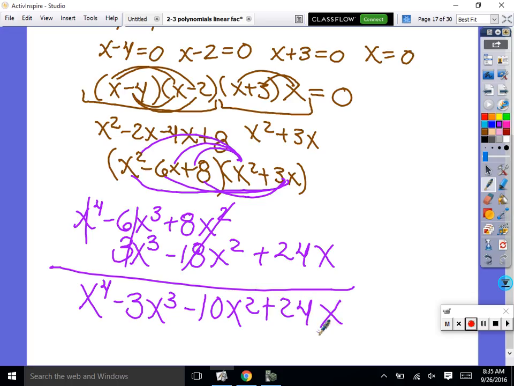So we worked backwards. That was the polynomial that gave us those zeros. Clear back up there. Everybody feeling good? Ready to practice some?